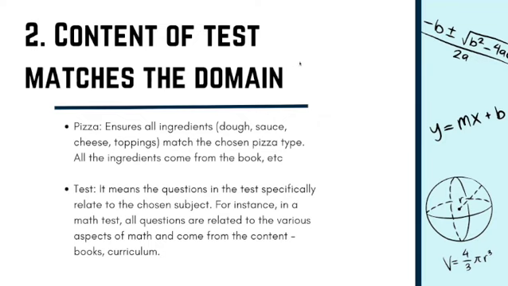The second part is content of the test matches the domain. So going back to our pizza, this ensures all ingredients, the dough, the sauce, the cheese, and the topping, match the chosen pizza type. All the ingredients come from where I did the research, from the book, from the internet, from Gordon Ramsay. We've talked to all of them, and I have all the stuff I need. But in terms of test taking, it means the questions in the test specifically relate to the chosen subjects. So if I have a math test, all the questions are going to come from different areas of math.